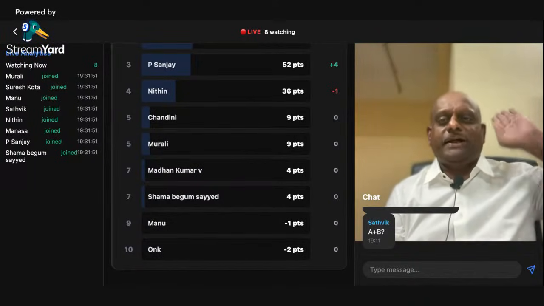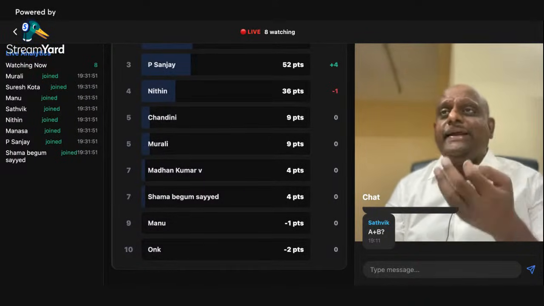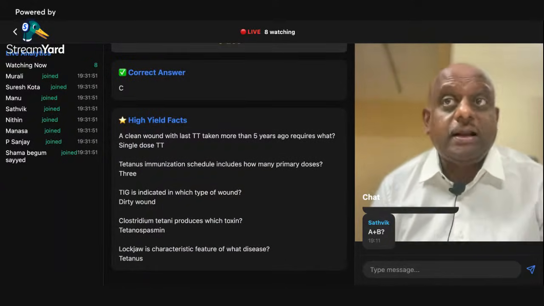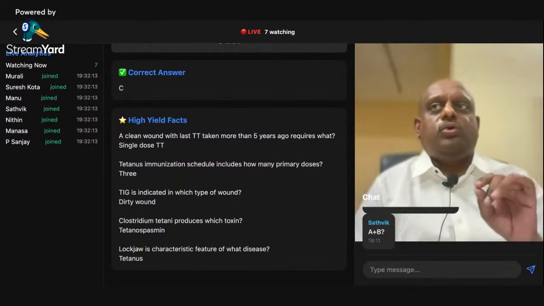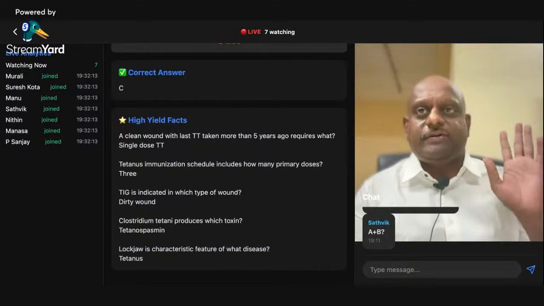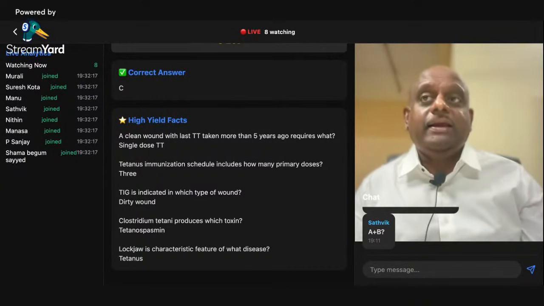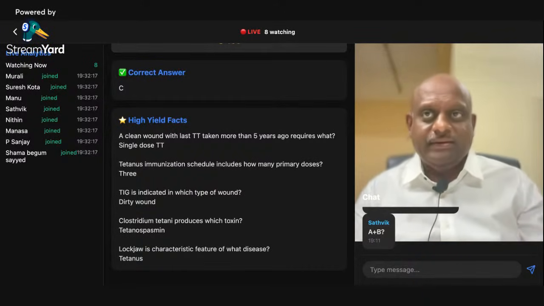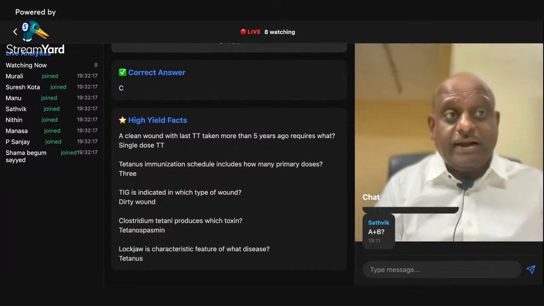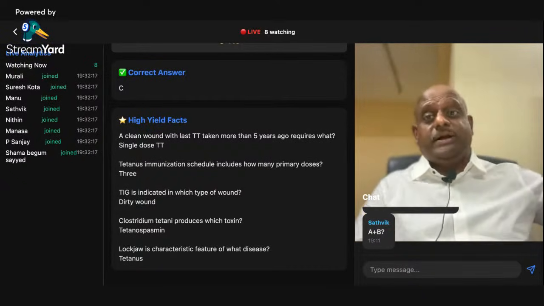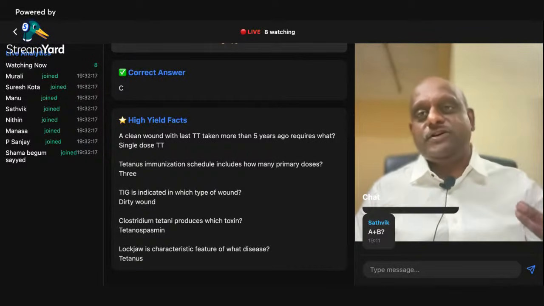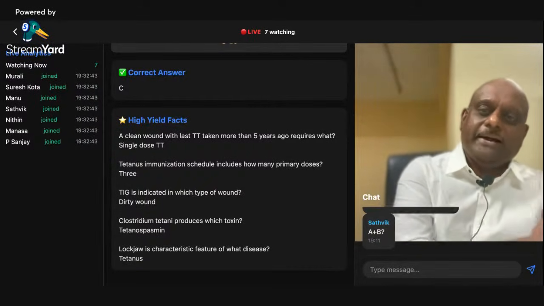10 years before, that's the reason, single dose TT is important. A clean wound with the last TT taken more than 5 years ago requires single dose of TT. And how many doses are there in tetanus immunization? 3. And whenever it's a dirty wound, immediately you need to provide protection. Hence, you need to give passive immunization with the tetanus immunoglobulin and lockjaw is the feature of tetanus is what we have to remember.